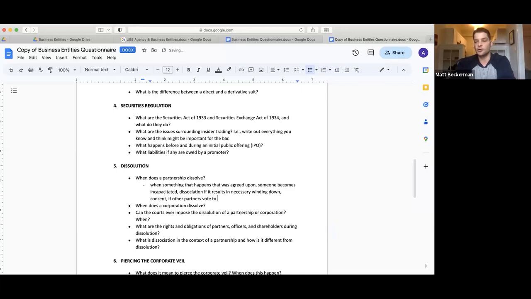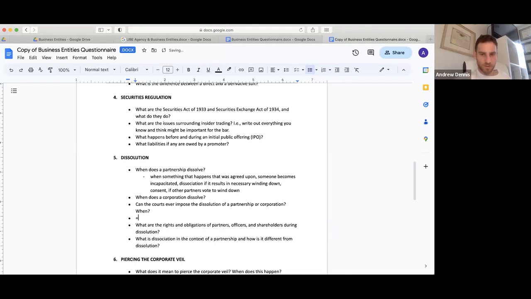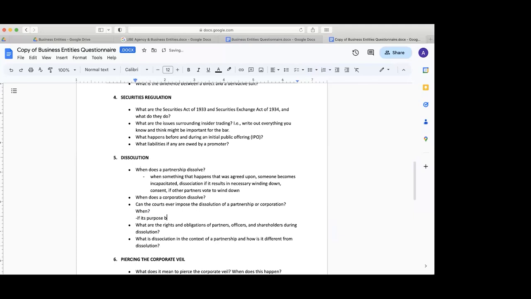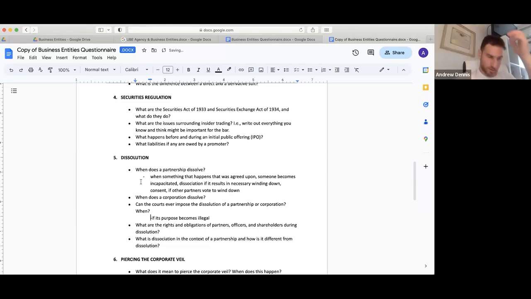That necessitates that vote whenever a partner disassociates. Can the courts ever impose a dissolution of a partnership or corporation? Certainly, right? If its purpose becomes illegal? Yeah, criminal. Like Enron. That might not be what happened, but... Trump Enterprises. Yeah. We'll talk about Enron when we do securities.